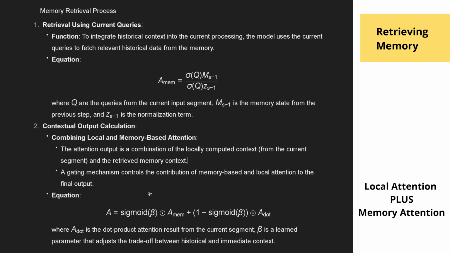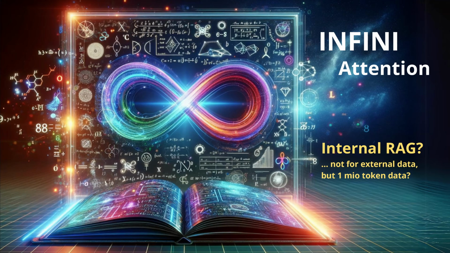So you have the local attention with the dot product, and you just add the memory attention. And of course, beta, you might ask, what is this? This is a very specific learned parameter of the system that just adjusts the trade-off between the historical data and the current segment data. So with beta, you can play around a little bit, but the idea of the attention is you have your local attention plus your memory attention. So now the system should be able to solve any task that you give it if it has this access to this memory matrix in its original attention mechanism.